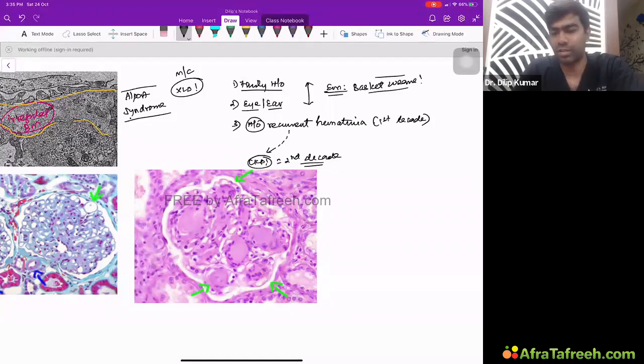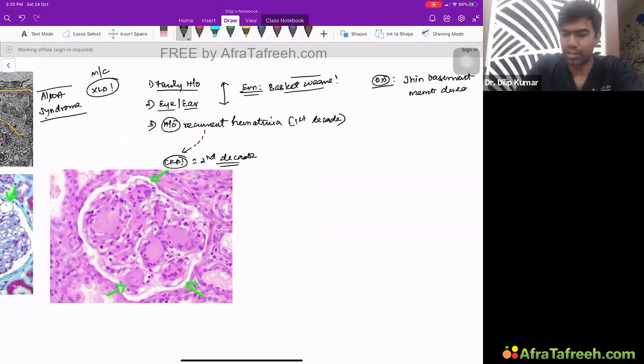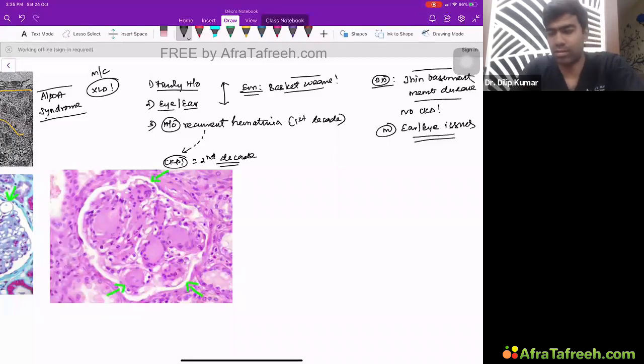And as far as Alport syndrome is concerned, one of the important differential diagnoses there is called thin base membrane disease. Thin base membrane disease, that's a differential diagnosis as far as Alport syndrome is concerned. But remember, thin base membrane disease may have a family history. They might have a history of recurrent hematuria, but no CKD. The patients will not go for CKD. It's more of a benign disease, and ear and eye problems will not be there. No ear and eye issues with thin base membrane disease. So this is how you differentiate Alport syndrome from thin base membrane disease. There are multiple other differential diagnoses out there, but this is the usual case.